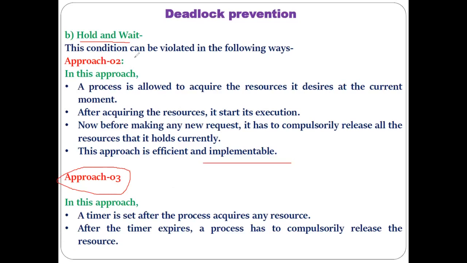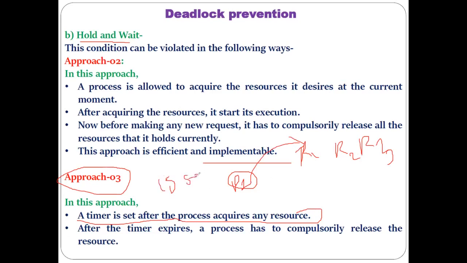So the third approach to dissatisfy hold and wait is what? In the third approach we have a timer, which means a timer is set after the process acquires any resource. Suppose P1 requires three resources, R1, R2 and R3. Once P1 acquires R1, the timer will start. For example, the timer is of 15 seconds. So P1 can utilize R1 for only 15 seconds. After 15 seconds, P1 should release R1 and only then will P1 get access to the next resource.